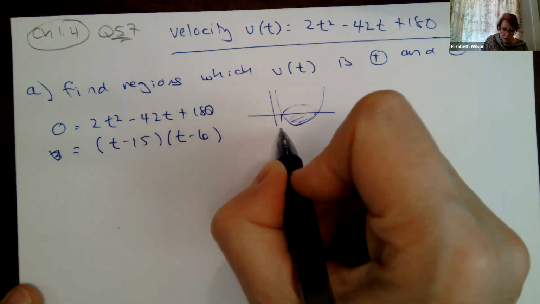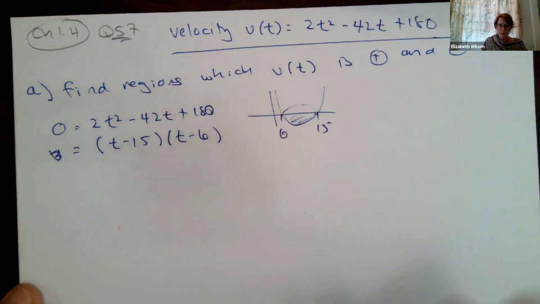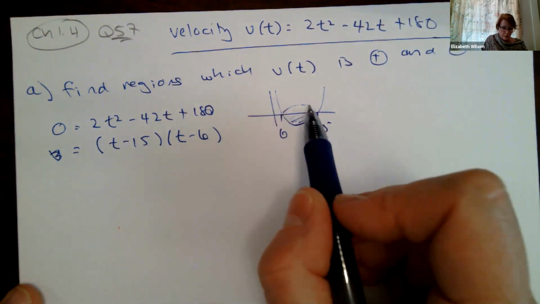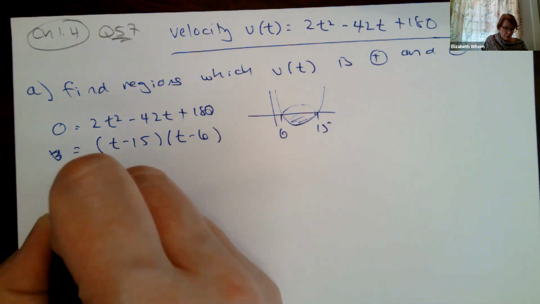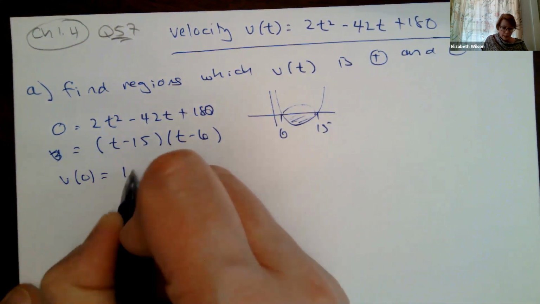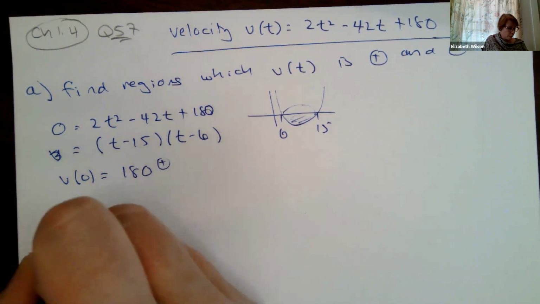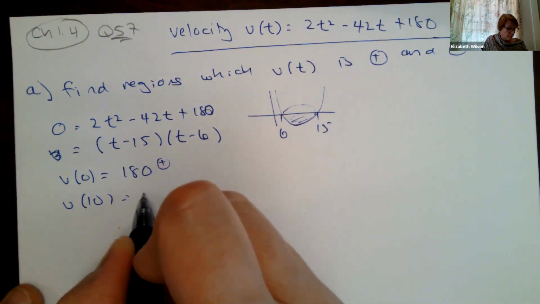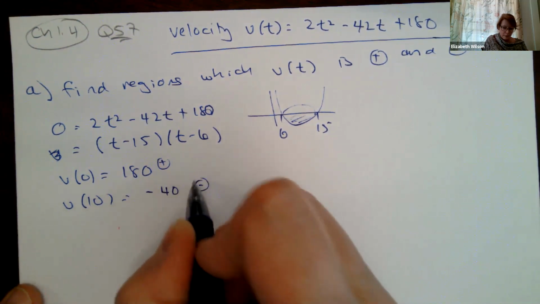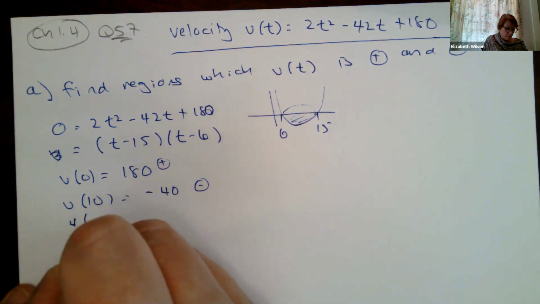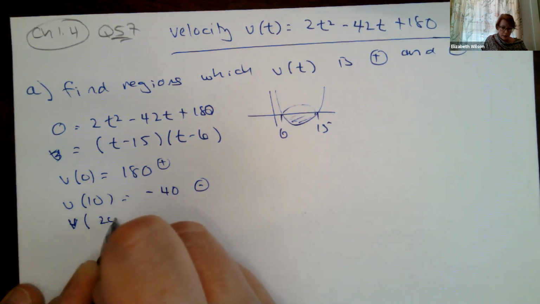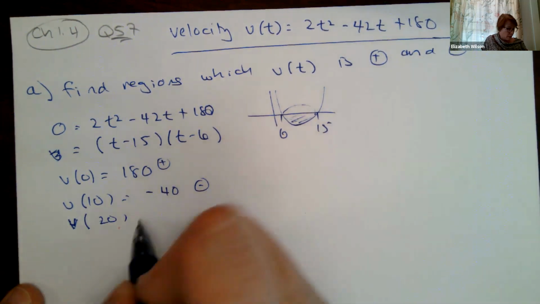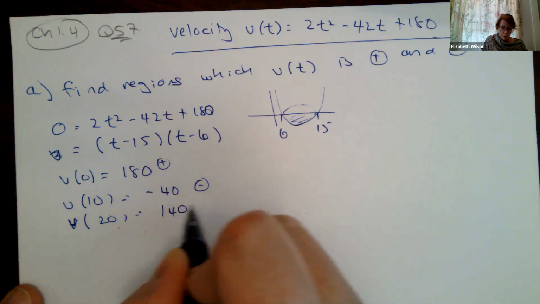So this is 6 and 15. So I have to check to see, is it positive or negative? So I'm going to say V of 0. I'm going to plug it in. I get 180, so that's a positive number. V of 10, that's in between this interval here, I'm going to get minus 40, which is a negative number. And V of 20, which is in this interval here, I get 140, which is positive.